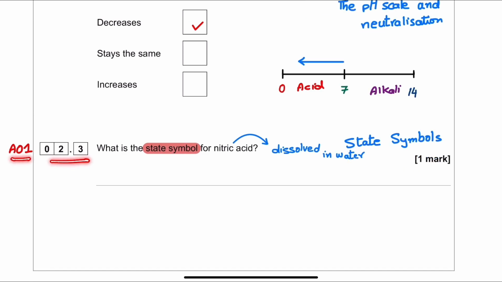2.3 is a year 1 question. What is the state symbol for the nitric acid? This question is from the topic of state symbols. We know that nitric acid is dissolved in water, or soluble in water. If it is soluble in water, then we use the word aqueous solution. Therefore, the state symbol is AQ.